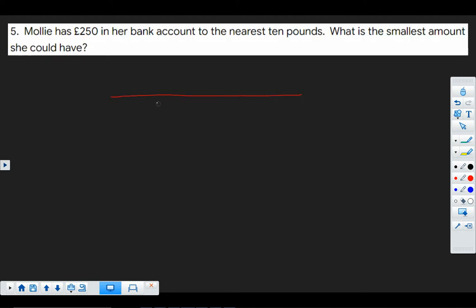Okay, we've had a few of these questions in our 5 a day exercises, and the way to understand these is to look at our number line because we're in the nearest £10. So you'll see that I've done a number line going up in £10. We're after something that is 250 to the nearest £10. Well, we can see physically that numbers sort of here are clearly nearest to 250.